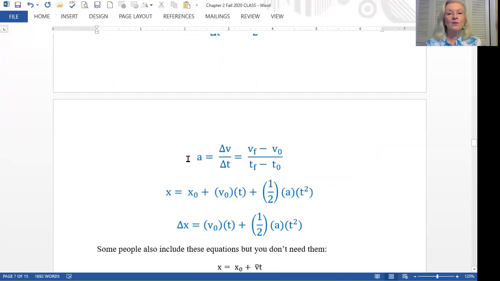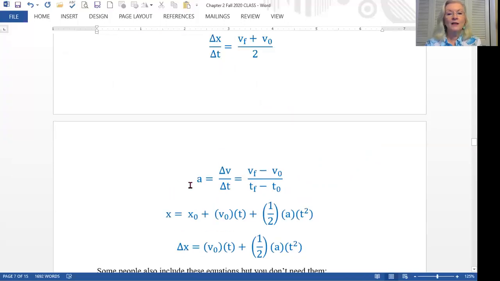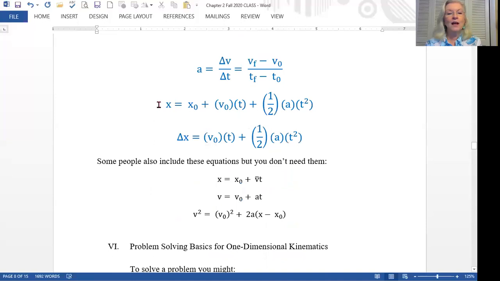We also use acceleration is change in velocity over change in time. So v final minus v0 over t final minus t0. You can see I fixed that pesky subscript from the previous video. Earlier it was a sub i, and now I've changed it to a sub 0 to make our nomenclature consistent, to make our symbols consistent. And again, I don't care if you use i's or zeros for initials. Doesn't matter to me.